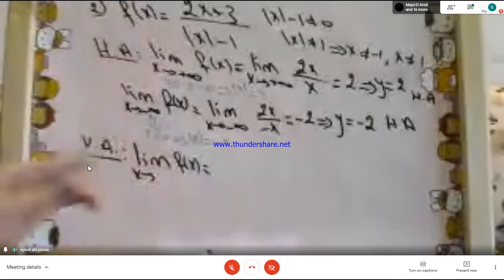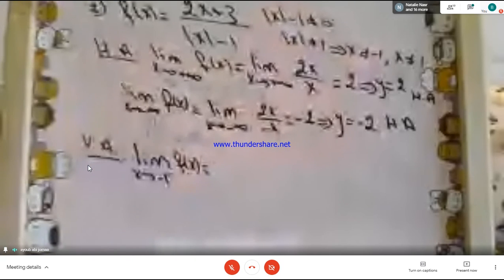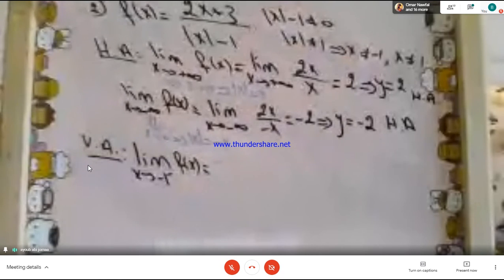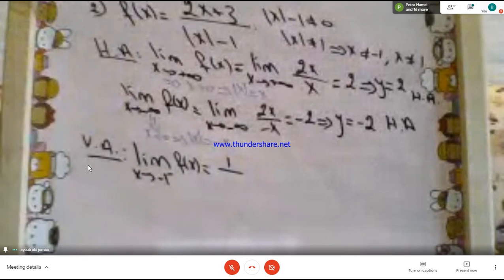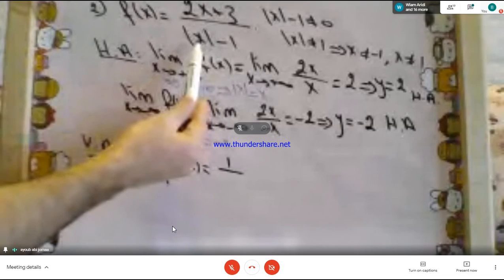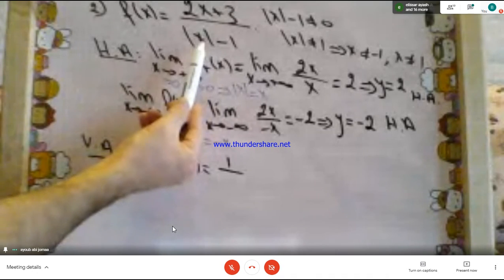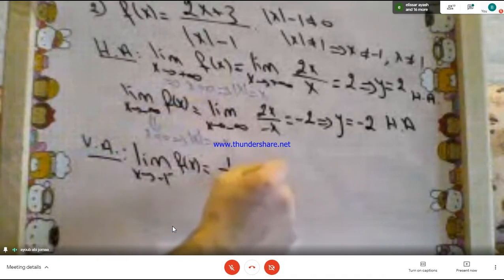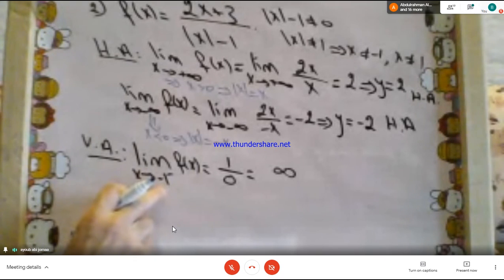Okay. Okay? Limit as x approaches -1. Let's choose -1 minus. Yes, Omar. Replace x by -1. What do you get? It becomes -2 plus 3, so 1 over absolute value of -1 minus 1, which is 0. And then number over 0, it's infinity. Now, to determine if it's positive infinity or negative infinity, number slightly less.